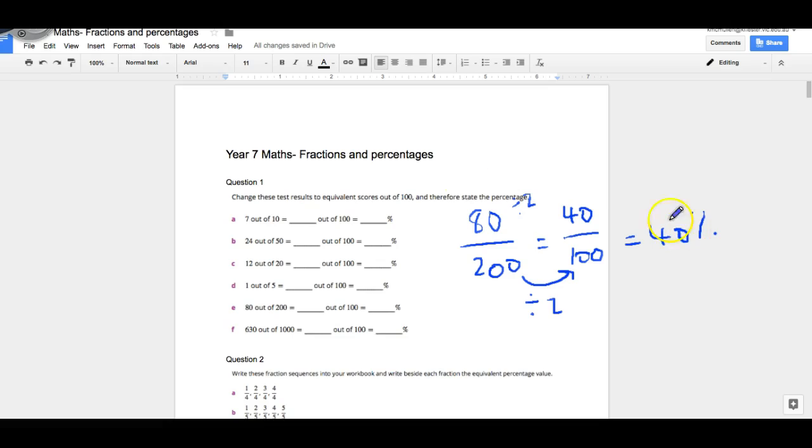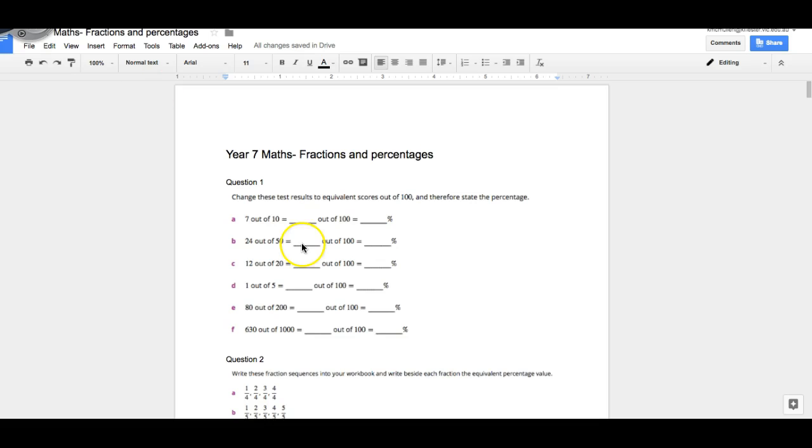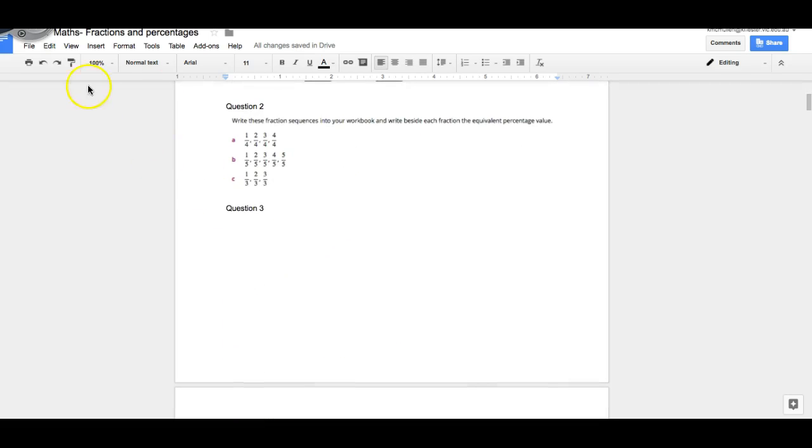So have a go at doing the rest of the questions. You can pause it, and also if you scroll down you'll see that there's solutions also, so if you're stuck on any you can have a look at the solutions to help you. Alright, moving on to question 2.